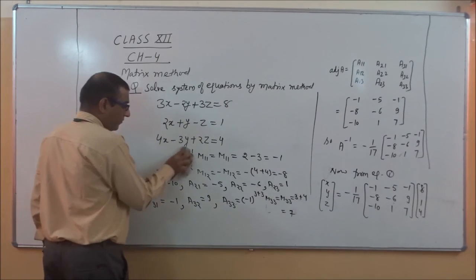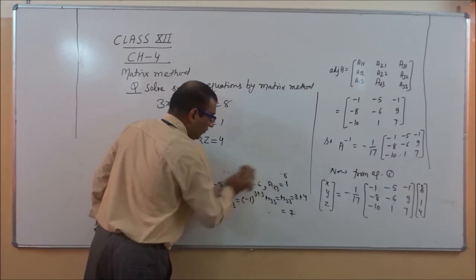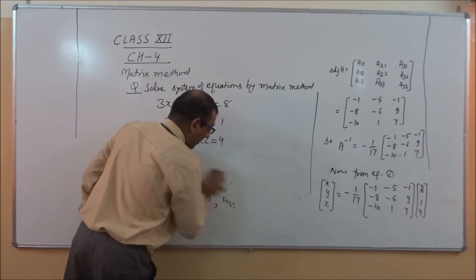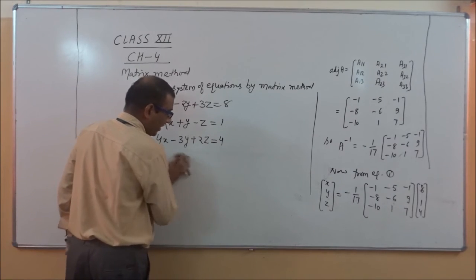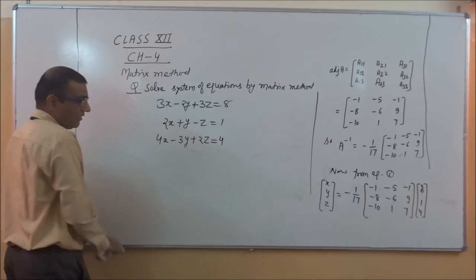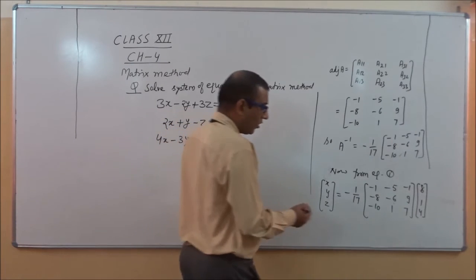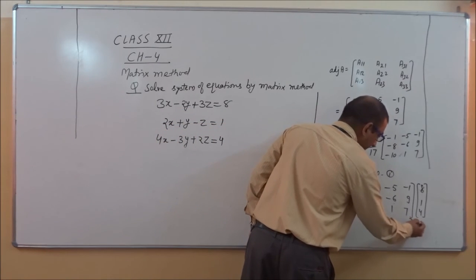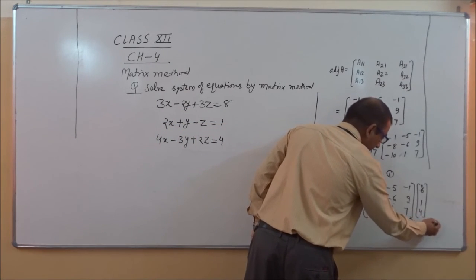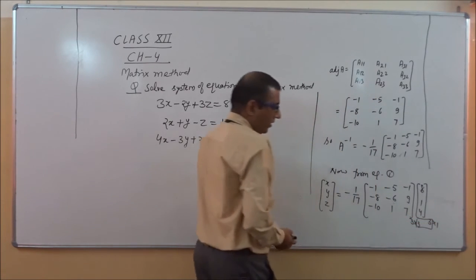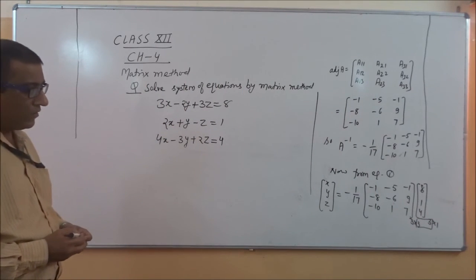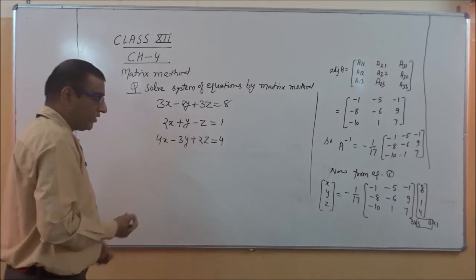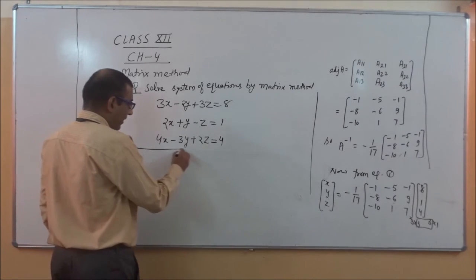So after this, we will go with the multiplication of matrices, and we know very well these two matrices can be multiplied here, because the order of the first matrix is 3 into 3 and the order of the second matrix is 3 into 1. The number of columns of the first matrix is equal to the number of rows of the second matrix, that's why multiplication is possible. So how can we multiply?